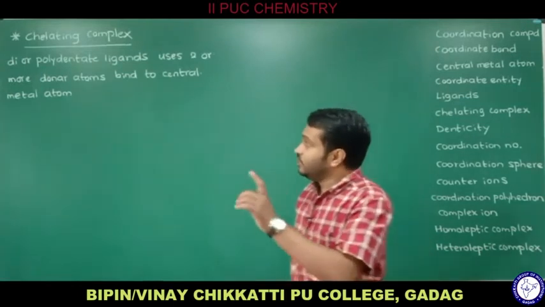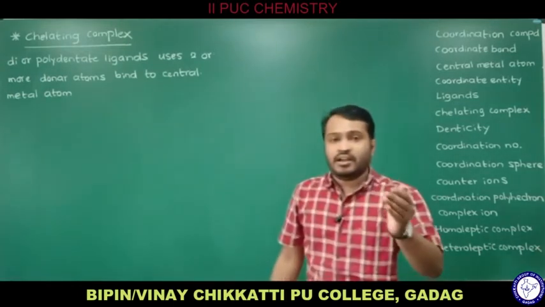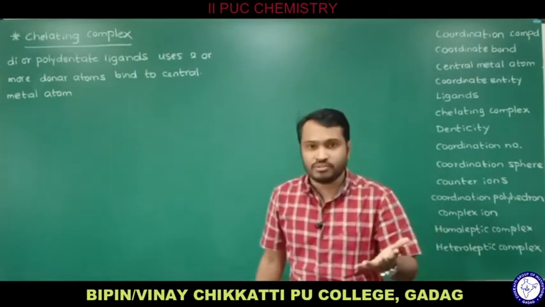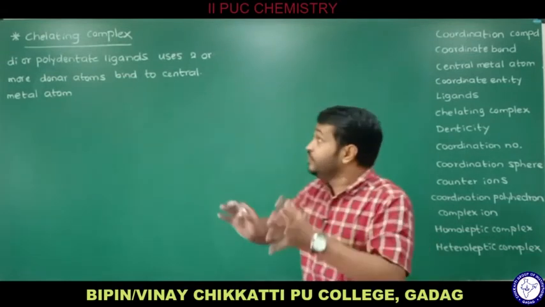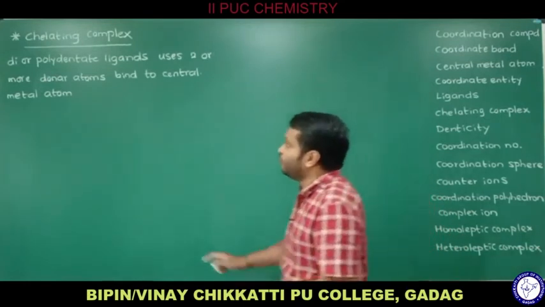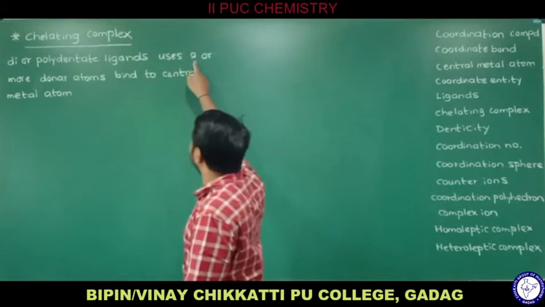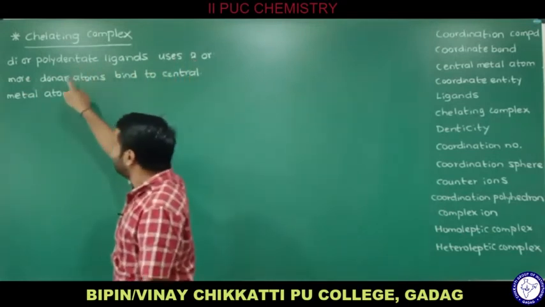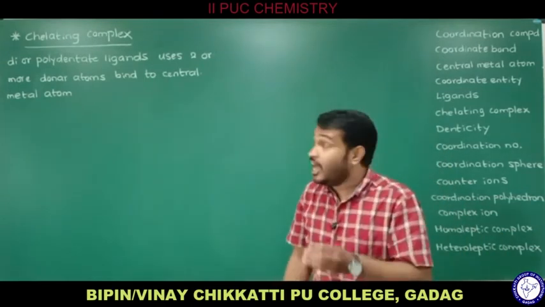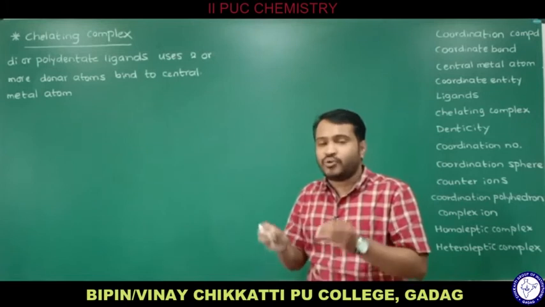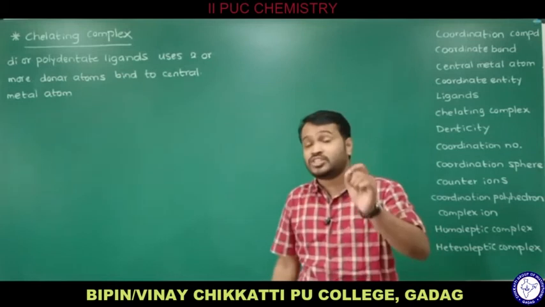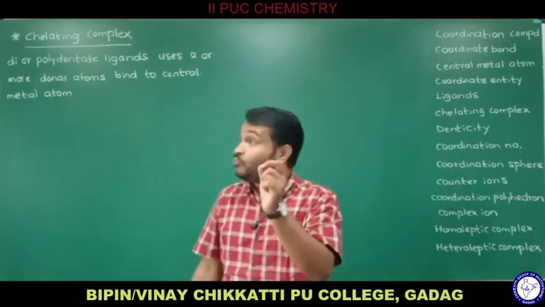These we call chelating ligands. So remember, these chelating ligands may be di or polydentate, meaning they may donate two lone pairs of electrons or more than two lone pairs of electrons. In this case, these ligands are going to use two or more donor atoms. I say two or more because a didentate ligand uses two lone pairs of electrons, while a polydentate ligand uses more than two. These donor atoms are going to directly attach to, that is, bind to the central metal atom. Such kind of ligands we call chelating ligands.